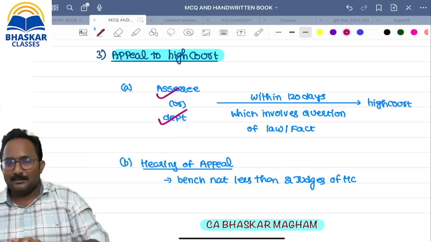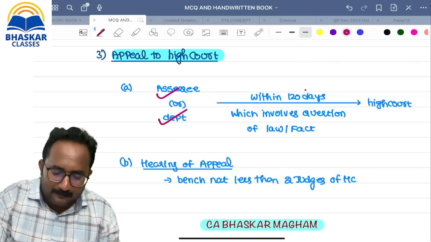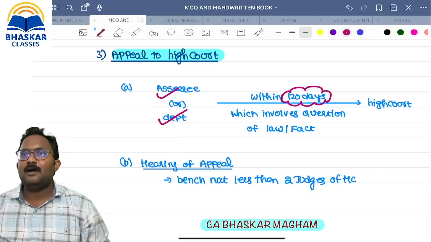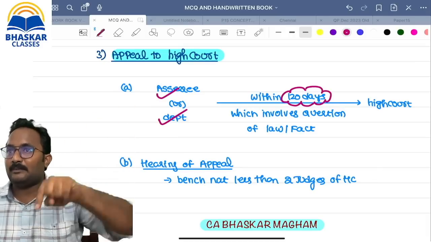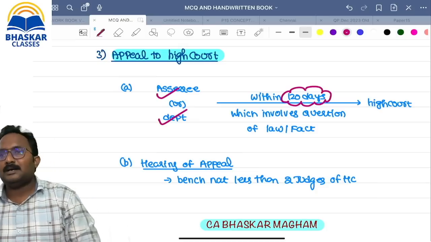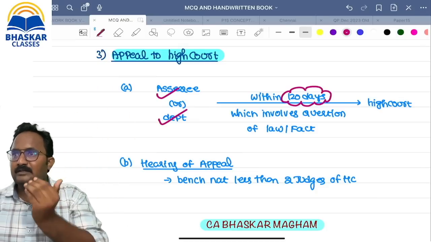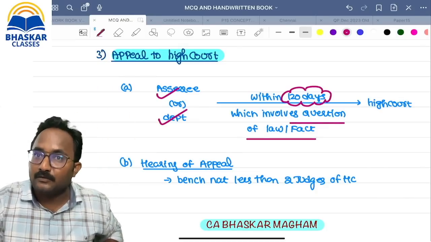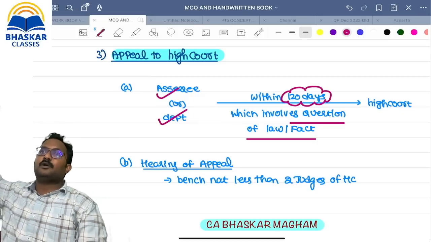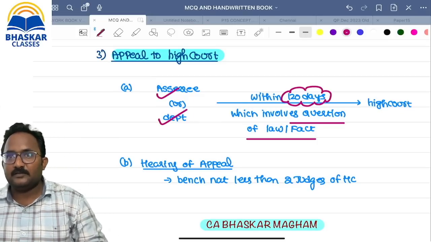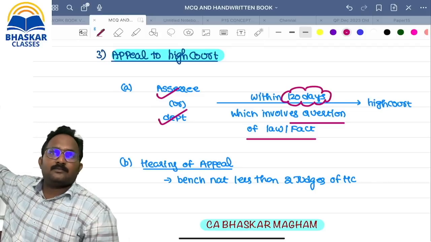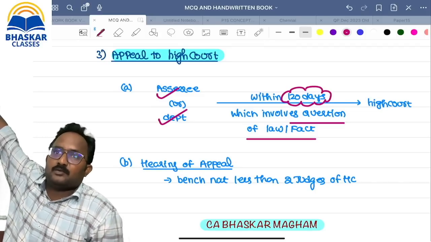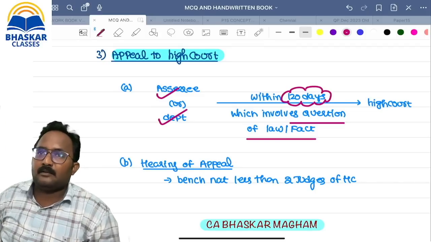Now I have clarity. If you want to make an appeal with the High Court, within how many days, ma? 120 days from the ITAT order, you can make an application before the High Court. Remember, the High Court has many cases to deal with. So only if there is any question of law or question of fact involved, that means if there are any interpretation issues, then only you can make an application before the High Court. Computation issues or ego issues, you can't appeal. If it is a question of law or question of fact, then only you can make an application before the High Court.